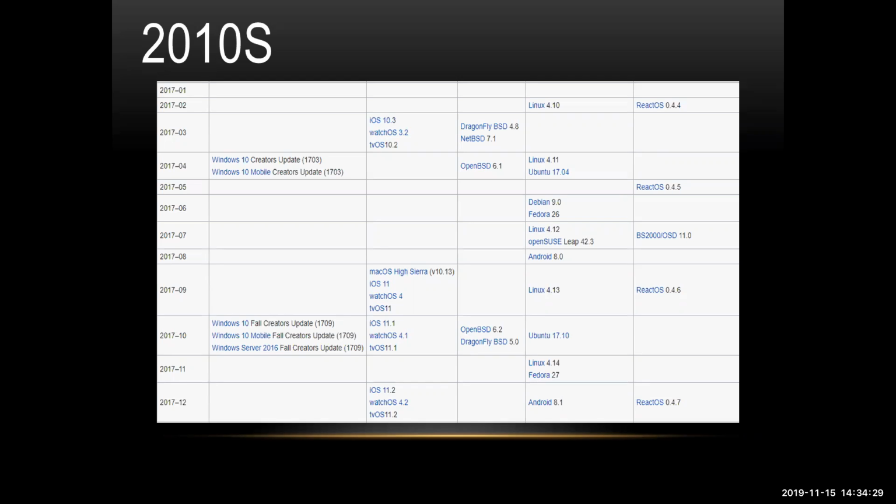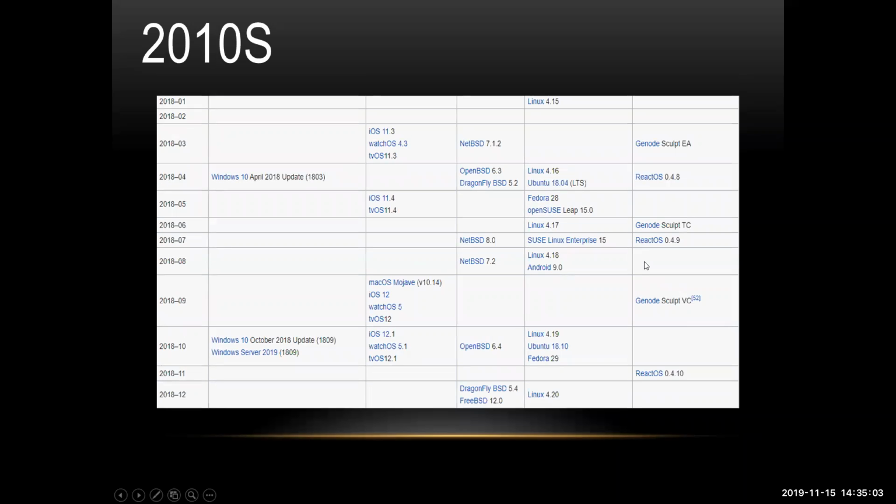And then we also had iOS 11.1, Watch OS 4.1, tvOS 11.1, OpenBSD 6.2, Dragonfly BSD 5.0, and Ubuntu 17.10. For November, we had Linux 4.14 and Fedora 27. Lastly, for December of 2017, we had iOS 11.2, WatchOS 4.2, tvOS 11.2, Android 8.1, and React OS 0.4.7.